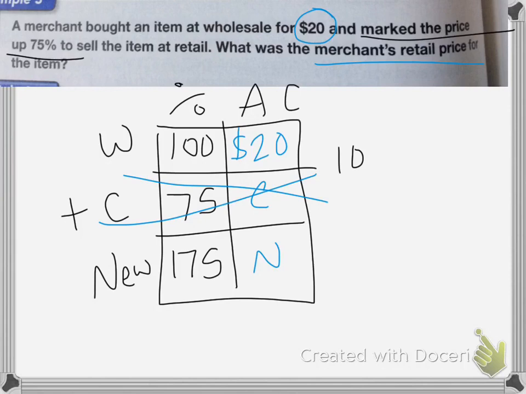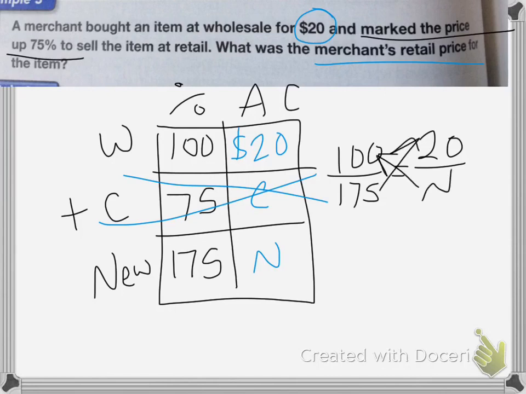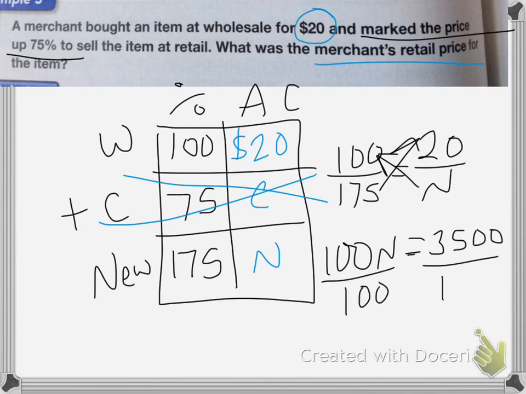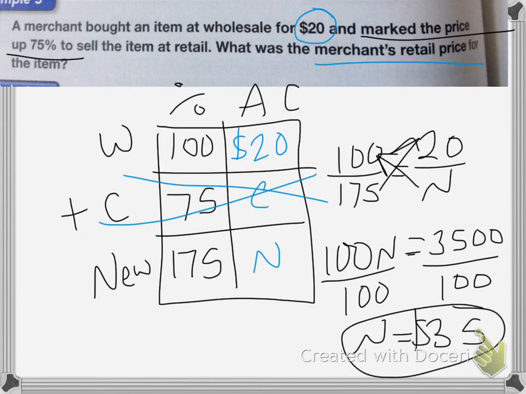So I end up with 100 over 175 equals 20 over n. We do cross products. 100n equals 20 times 175, which is 3,500. Divide both sides by 100, and n is equal to 35. So the new price is $35. And that's it for this lesson.